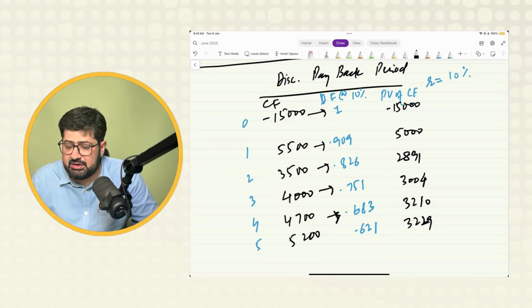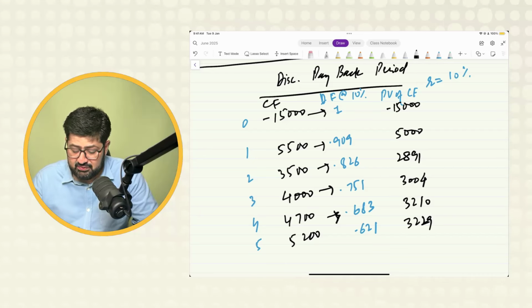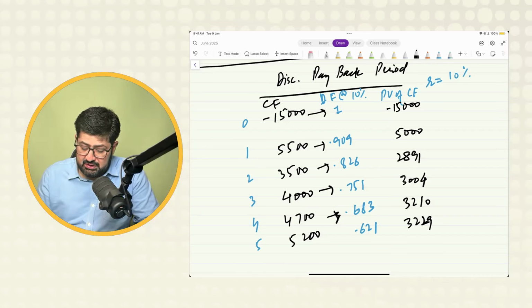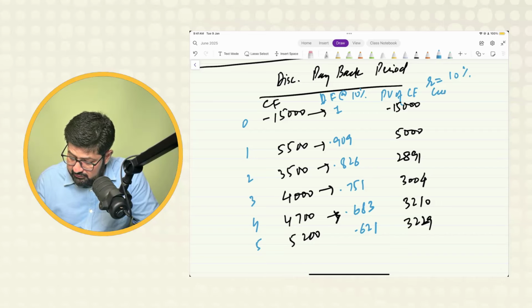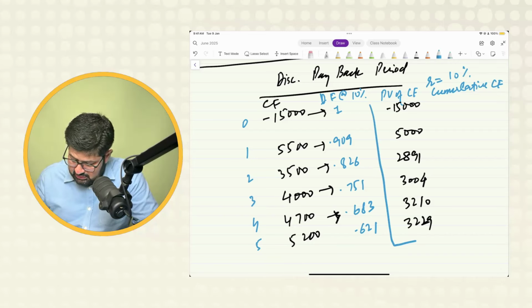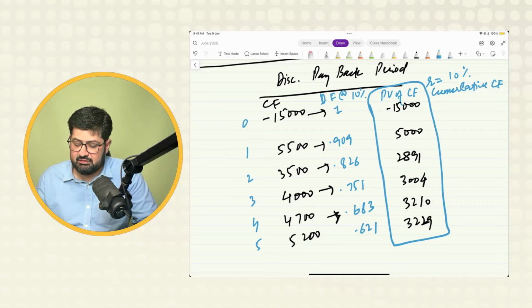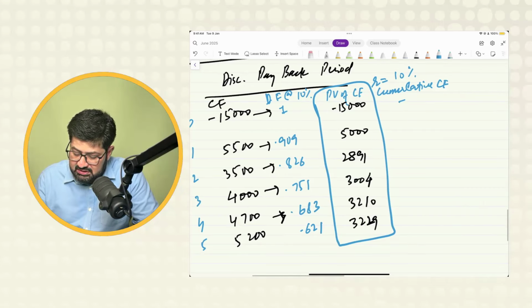We need to calculate it while calculating discounted payback. So now it will be multiplied. Now the cumulative cash flow column, we will make on these present values. So negative 1,500, 5,000 recovered, negative 10,000.